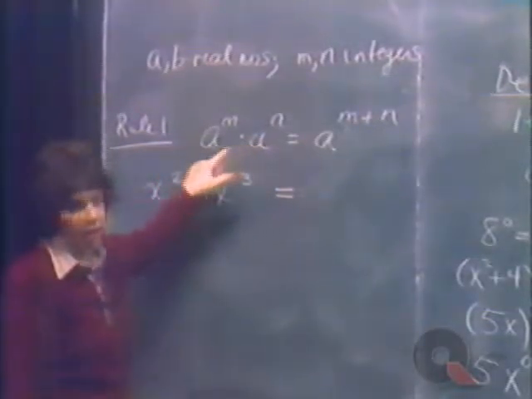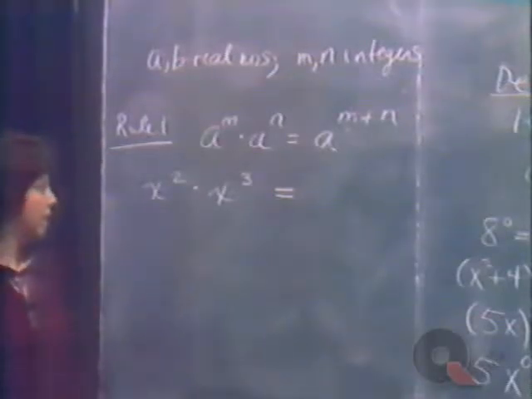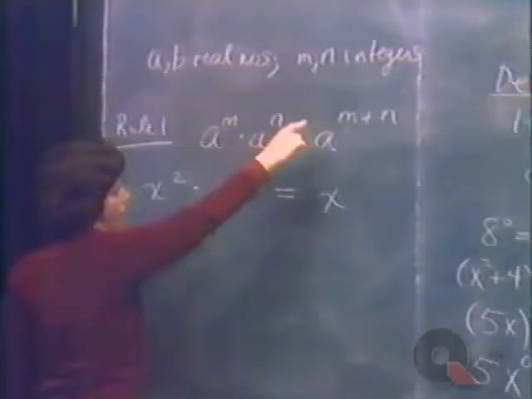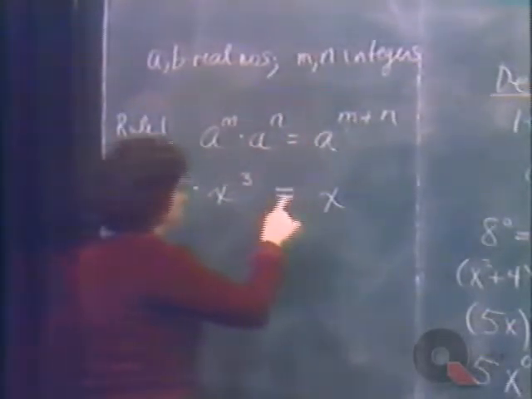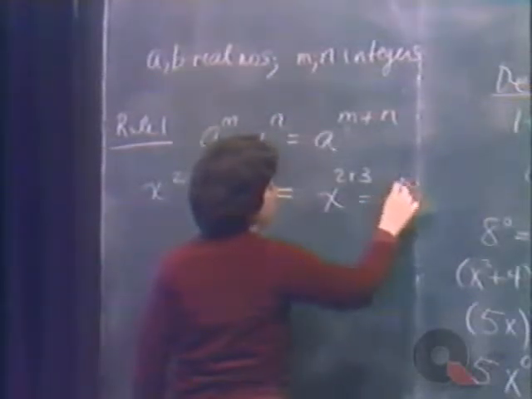These are the bases A. The powers are m and n. When you're multiplying like bases, you keep the base A, you add the powers. You keep the base x, you add the powers, 2 plus 3, and you get x to the 5th.